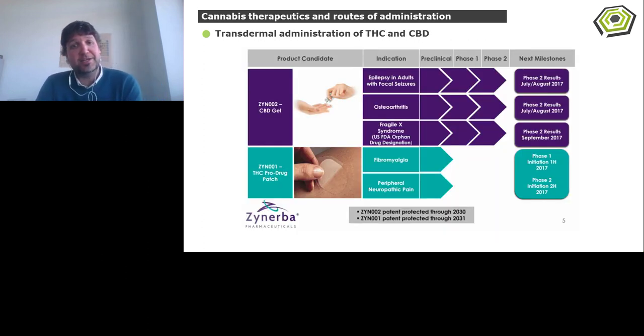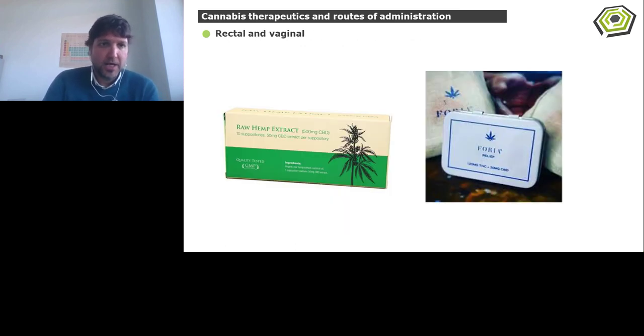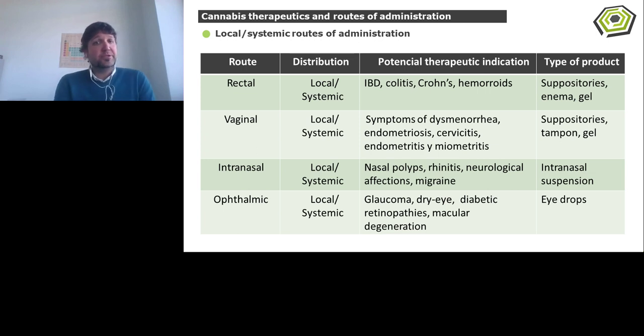This academic discovery has been developed by the pharmaceutical company Synerva, which already has 2 products in development, in preclinical and clinical trials, with different outcomes, different success. Other routes of administration that are not necessarily systemic but more local could be rectal, vaginal, intranasal, and ophthalmic.